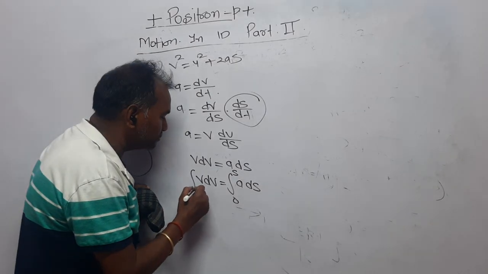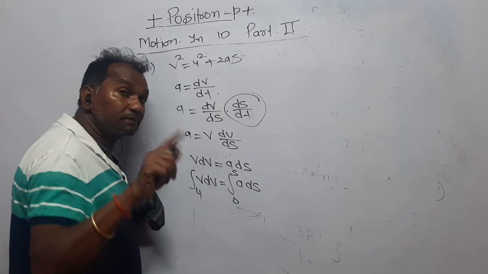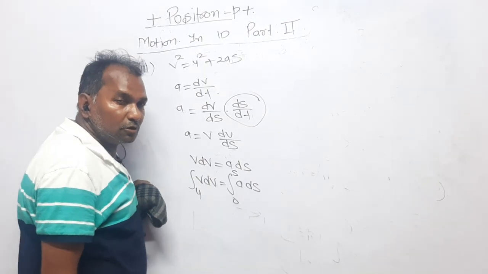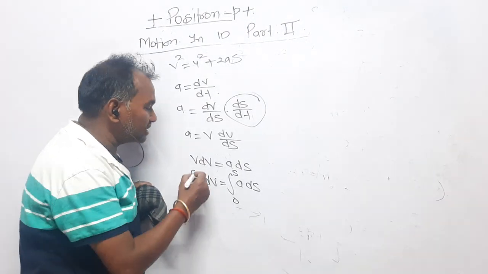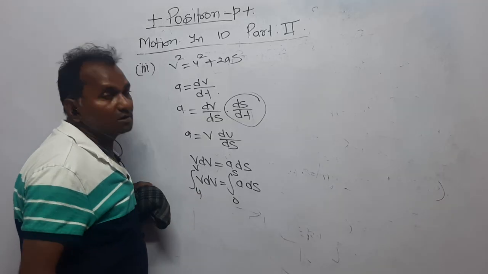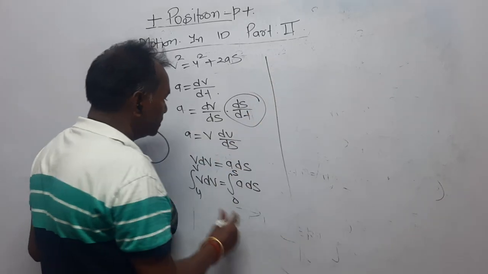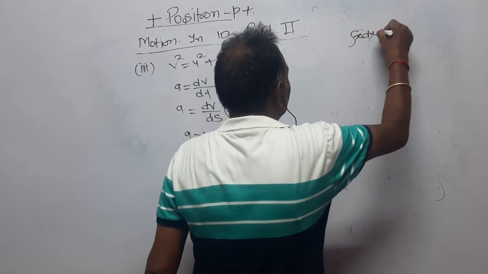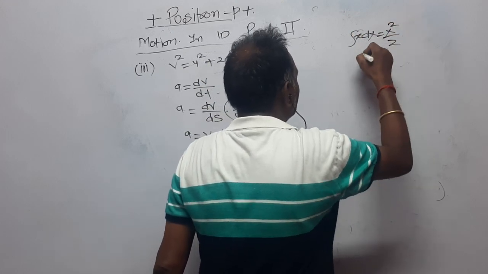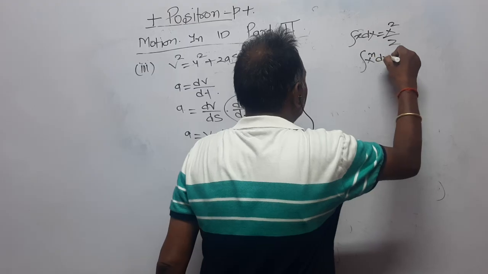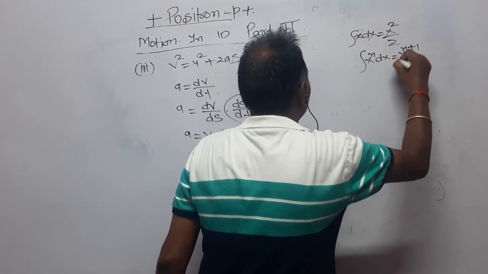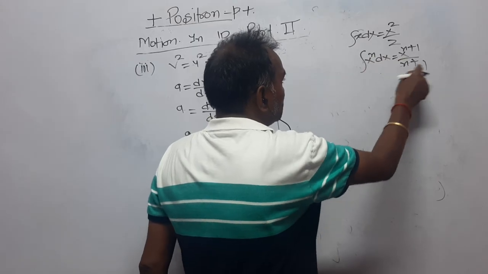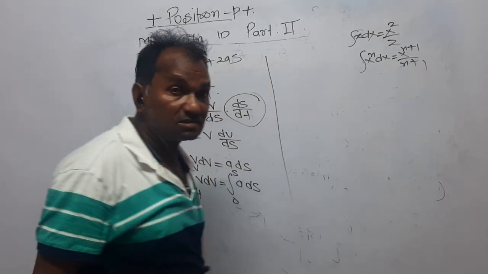Let the body have the initial velocity. With respect to velocity, we have to put the limits. So the lower limit means initial velocity here, and the upper limit means final velocity here. So again for v dv, I have told you x dx equal to x square by 2. You can prove it, x to the power n dx equal to x to the power n plus 1 over n plus 1. Replace n equal to 1, you will get x square by 2, that is x dx equal to x square by 2.